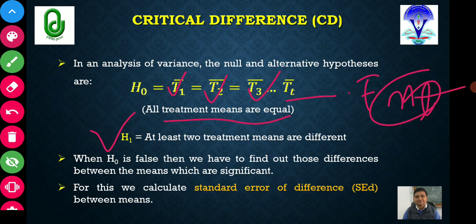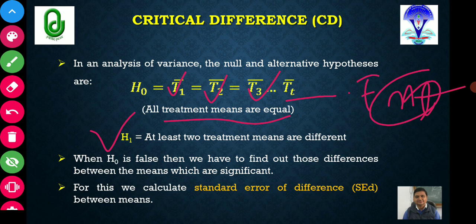So once you prepare the ANOVA table, as we had prepared in the last lecture, after getting the calculated F value, you can conclude that the treatment means are not equal. If it is significant, if your calculated F value is more than the tabulated F value at 5% level of significance, then you can conclude that treatment means are different. They are not equal. But which treatment mean is different? For that, you have to apply the critical difference method or critical difference statistics.